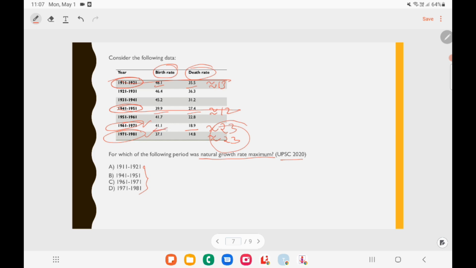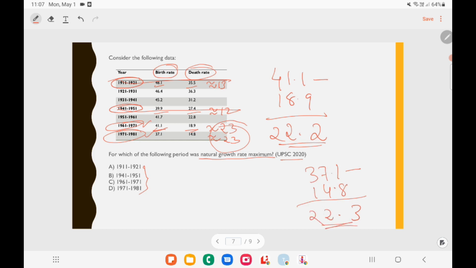So we will find out this one, that is 41.1 minus 18.9. So you will get 11 minus 9 is 2. Then 10 minus 8 is 2. Then 3 minus 1 is 2. So you got 22.2 there. And in the next year, it is 37.1 minus 14.8. So you will get 3 here. Then 6 minus 4 is 2. 3 minus 1 is 2. So 22.3. So the growth rate of 1971 to 81 is slightly higher than 1961-71. So option D is the right answer.